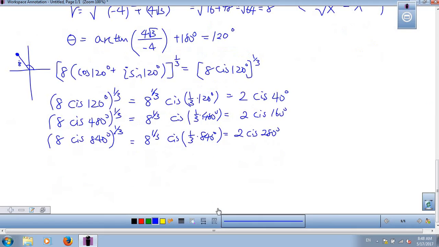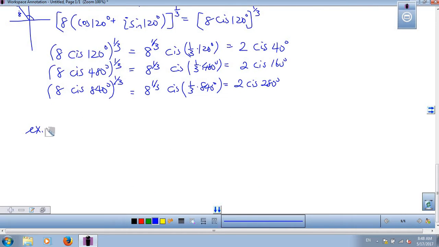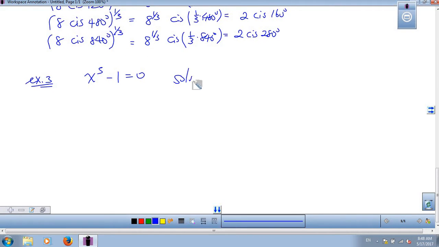Now one last example. Let's say we want to solve the equation x to the 5th power minus 1 equals 0. If you want to solve for x, you would say x is just equal to 1. That's true. But in complex numbers, there will be 5 roots. So x to the 5th power is equal to 1.